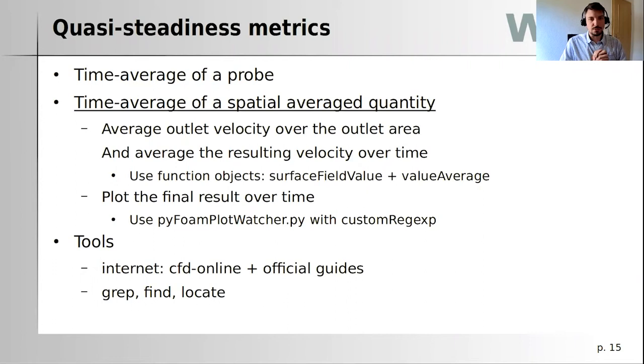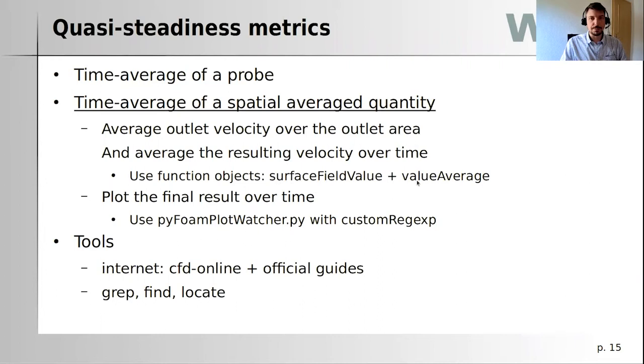And for this one, we can then judge whether the flow is still not at some quasi-steady state. We will do it with function objects. One is called surface field value, the other one is value average. As you might guess, the surface field value is for averaging over the area. Value average is for averaging over time.